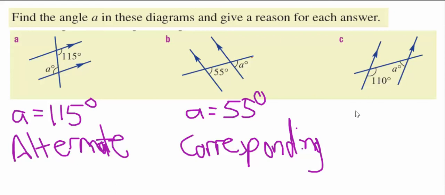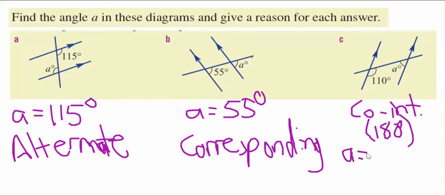Now last one here, angle A. What type of pair of angles have we got here? Both on the same side of the transversal, in between the two parallel lines. Hopefully you said, well, that's co-interior. And they have to add up to 180. So the best way to do that would be angle A equals 180 minus 110. So angle A has to equal 70 degrees. Hopefully you got all that. Because they're co-interior, they have to add up to 180. 180 minus 110 must be 70 degrees. So angle A here is 70 degrees.